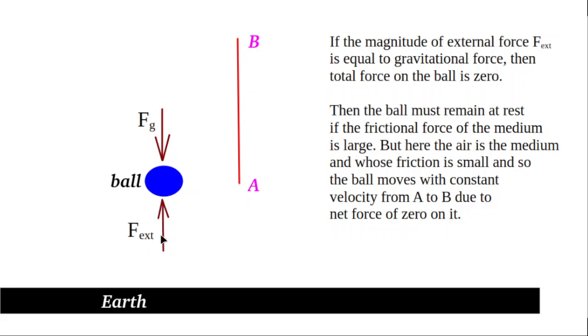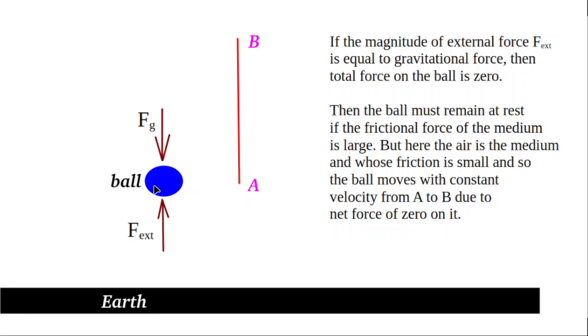External force is applied in the upward direction, and here external force is applied in such a way that external force is exactly equal in magnitude to gravitational force. What I am saying is that magnitude of external force is equal to magnitude of downward gravitational force. Since both forces are equal and opposite, the total force on the ball is zero. When the total force on the ball is zero, earlier I said that the ball can be at rest or will move with a constant velocity.